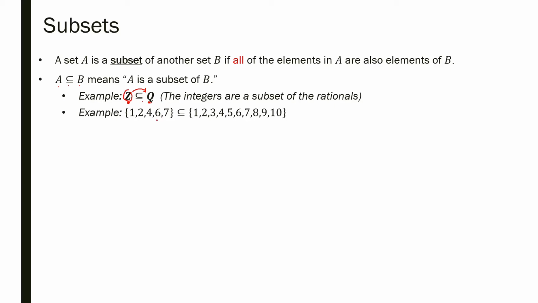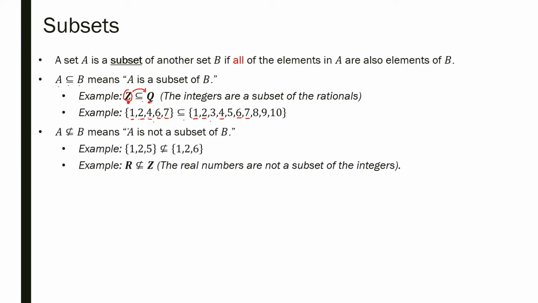Another example with a finite case. If you look at this set, it contains 1, 2, 4, 6, and 7. This is a subset of this bigger set, which contains 1, 2, 3, 4, 5, 6, 7, 8, 9, 10. Why? Because 1 is in here, 2 is in here, 4 is in here, 6 is right here, and 7 is right here. So every element in here is an element in here. Therefore, this one is a subset of this one.